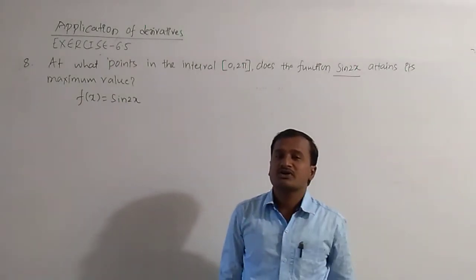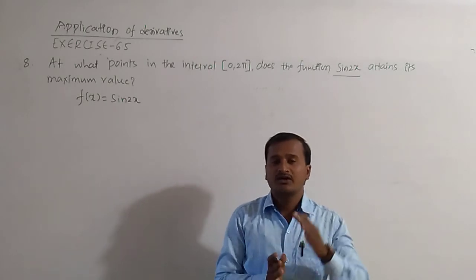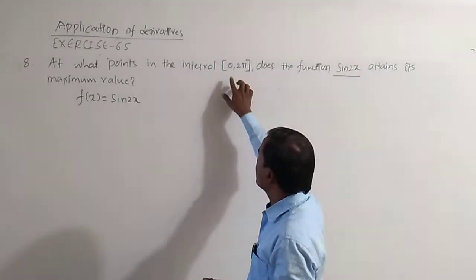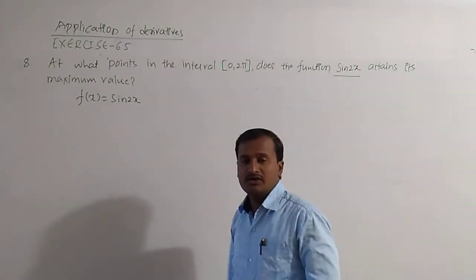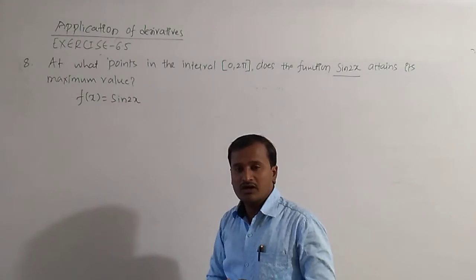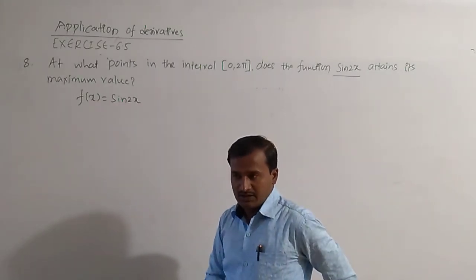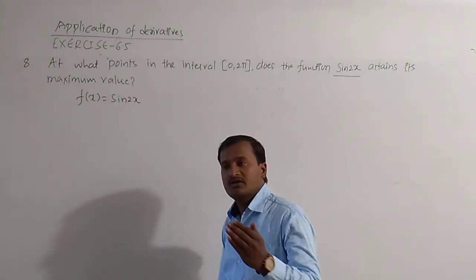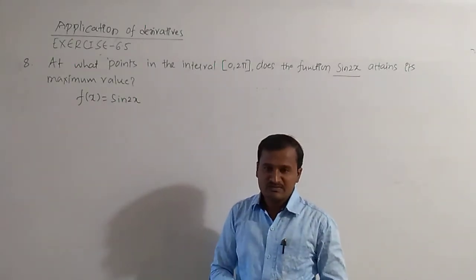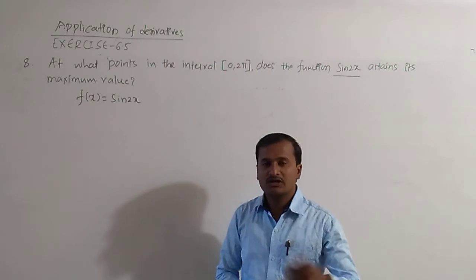For this function we should find the maximum value. Maximum value in which interval? In this interval. Here they have given the closed interval 0 comma 2 pi. Closed interval means clearly we should find the absolute maximum value and absolute minimum value.